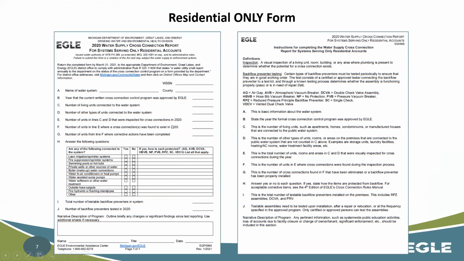The residential only form looks a little bit different. Basically, again, you're reporting what inspections you did. But where it gets simpler is it's just asking whether you had any testable assemblies, or what kind of backflow preventers you have. It's got this whole key and you're just checking off, yes, we have that, or no, we don't have that.